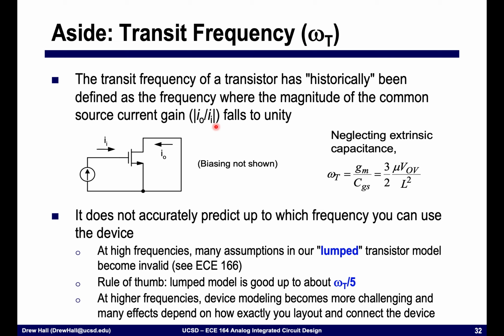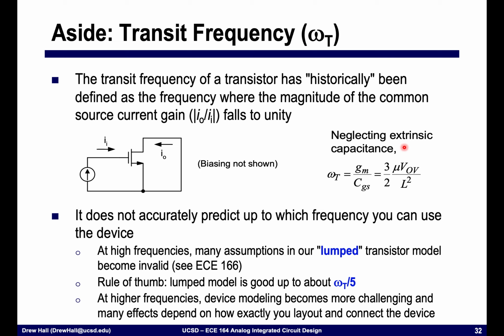Okay? And so the idea is that if I put a current into this transistor, I want to short the output and measure the output current. And obviously the circuit is not biased properly. I'm showing simply the small signal equivalent of it. If you work through the math, you can prove that Ft, or omega t, is equal to Gm over CGS, where it's dependent on these technology parameters, okay? And we're neglecting extrinsic capacitance here.